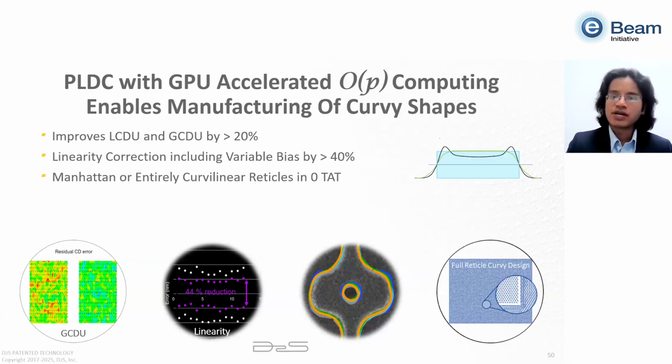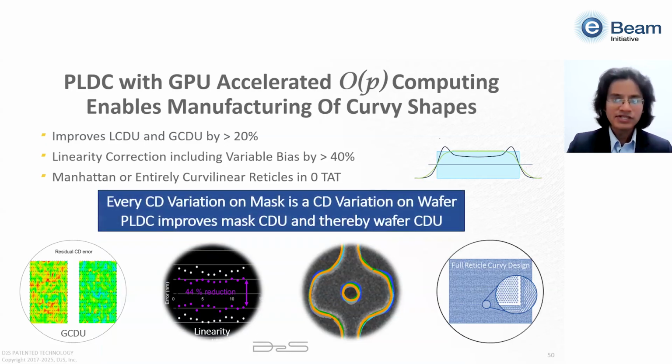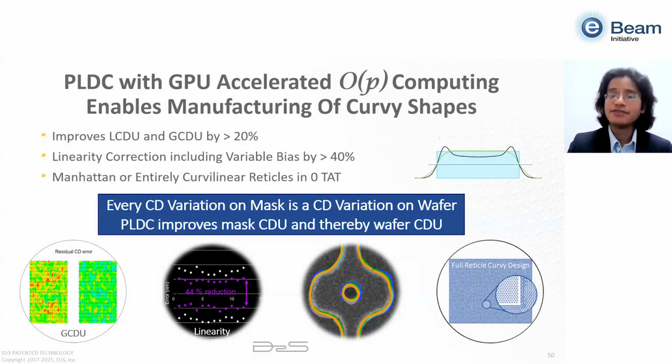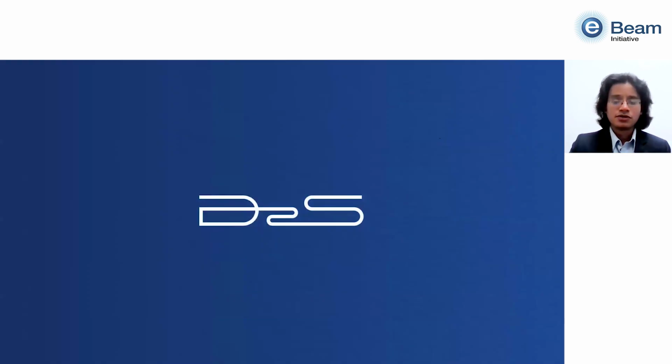PLDC with GPU accelerated OPC computing enables manufacturing of curvy shapes. It improves LCDU and GCDU by more than 20%. It can do full linearity correction, including variable bias, and improves the linearity by more than 40%. It can do Manhattan or entirely curvilinear reticles with zero added turnaround. Every CD variation on mask is a CD variation on wafer. PLDC improves the mask CDU and thereby the wafer CDU. Thank you very much for listening to me on this talk. Thank you.